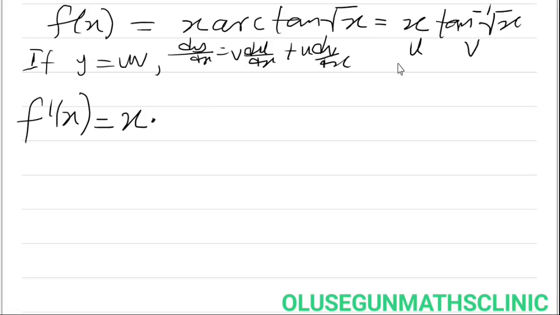So now, x times the derivative of arctan x is split into two. The first thing is, let's go back. What does it say about the derivative of arctan x?